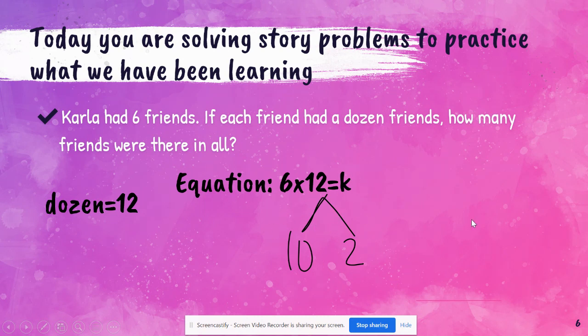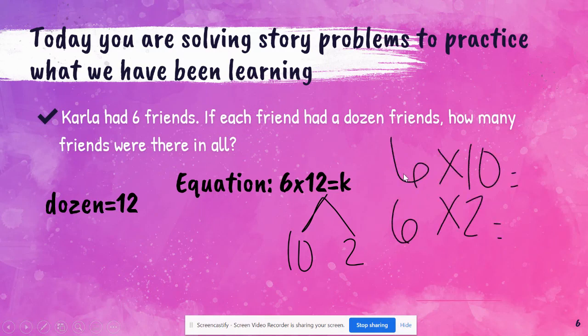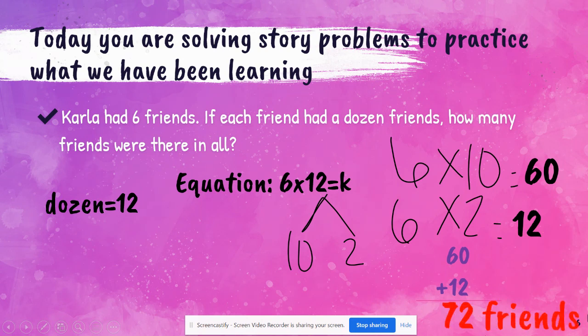That's all we're doing is breaking it into numbers that are easier to work with. So we'll do 6 times 10. So we take the 6, multiply it by 10, and then we do 6 times 2. So 6 times 10 is 60, and 6 times 2 is 12. And then we have 60 plus 12. We have to take those answers and add them together to figure out our total equation, and it equals 72 friends.